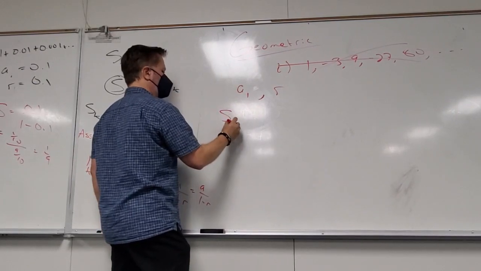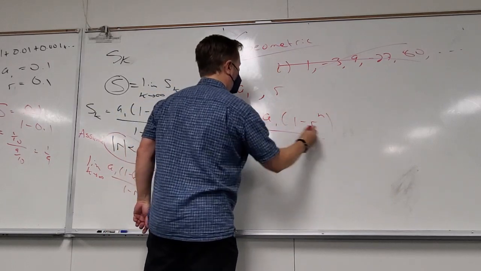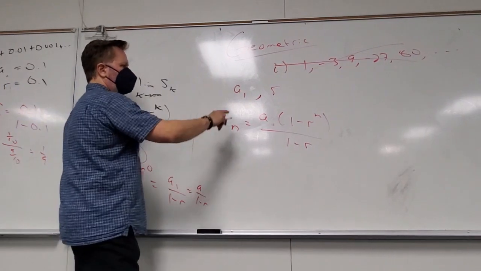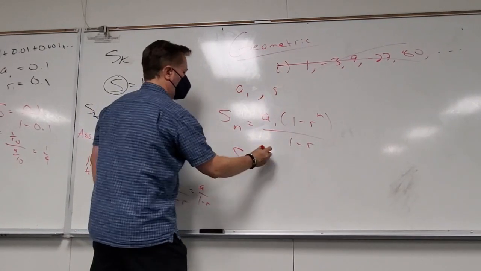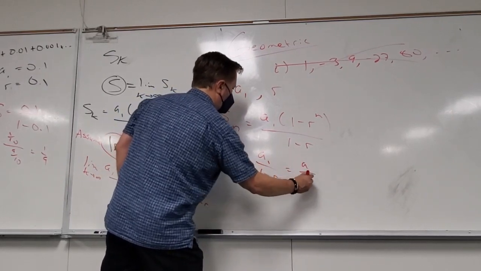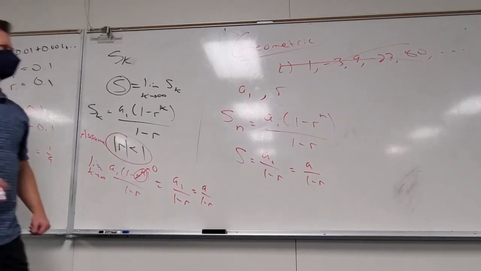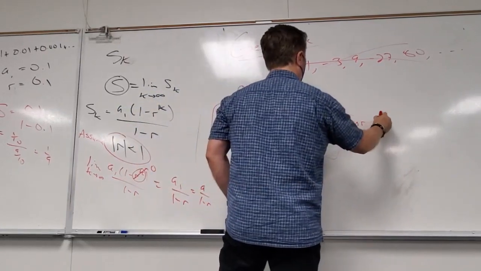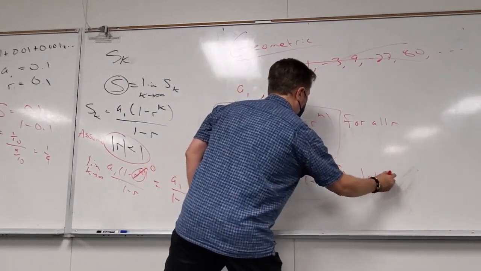let's change it from kth to nth. The nth sum will be A1 times 1 minus R to the n over 1 minus R. I really should have picked that up earlier because I know that formula. And then the full sum, where you don't stop somewhere, you go forever, will be, officially A1 over 1 minus R, but the book calls it A over 1 minus R, if I remember correctly. The first formula works for all R. This one only works for R less than 1.